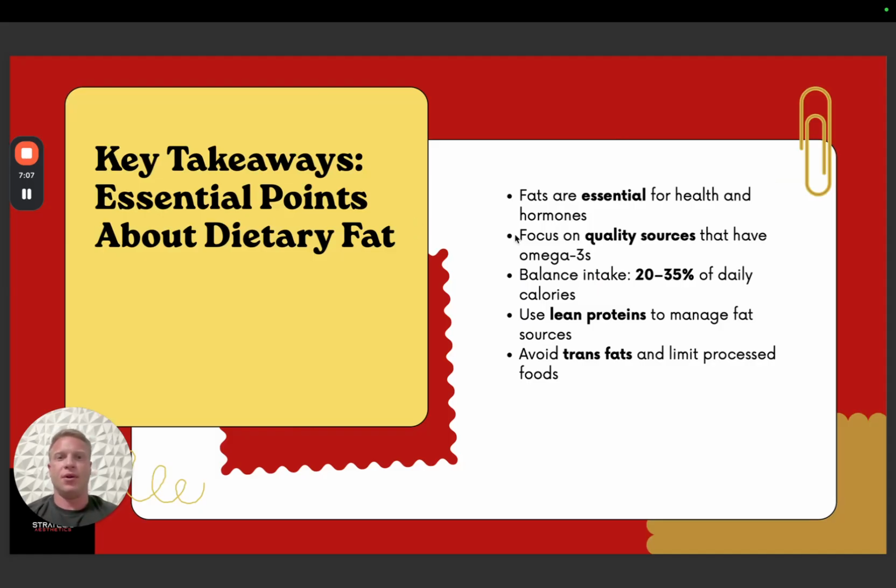Okay, so all in all, fats are essential for health and hormones. We want to use quality sources. We want to lean away from trans fats and use things that have omega-3s in them. Somewhere between 20 and 35% of your diet. And we'll use lean protein sources to manage our saturated fat intake, allowing room for our unsaturated fat.